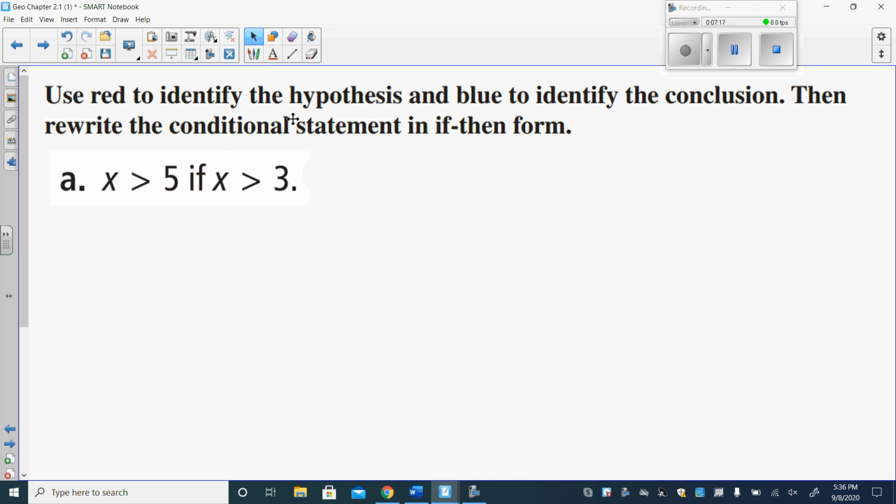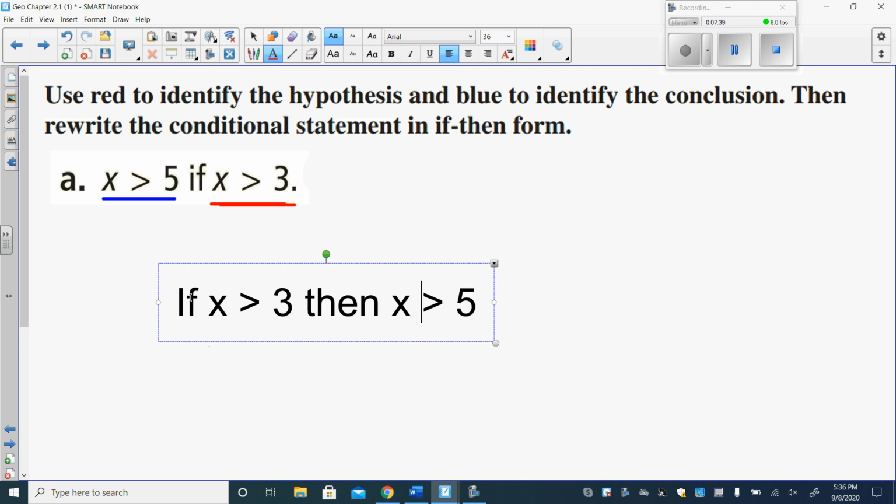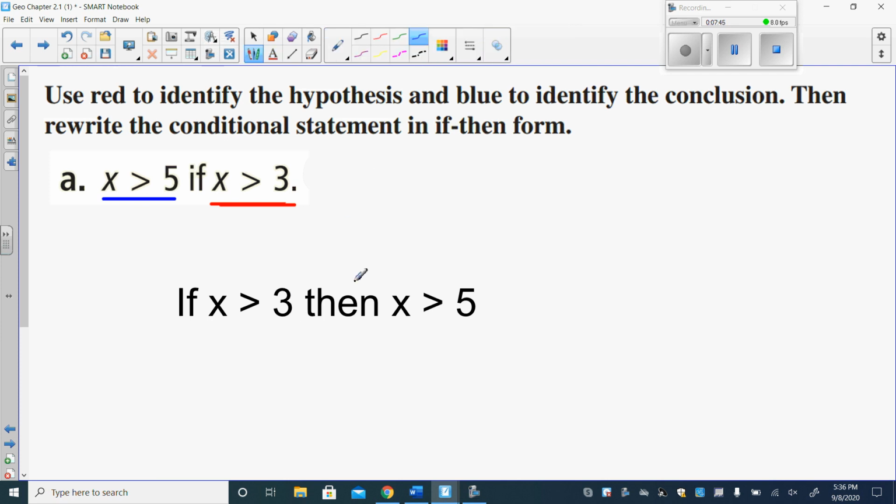X is greater than 3 if x is less than 5. So our "if" tells us that this is our hypothesis, which means this here is our conclusion. So this one here is a little bit easier. If x is greater than 3, then x is greater than 5. Is this always true? Well, no. Not always true, because what if x is 4? If x is greater than 3, well, 4 is greater than 3, then x is greater than 5. But 4 is not greater than 5. But this is kind of how we set this one up.